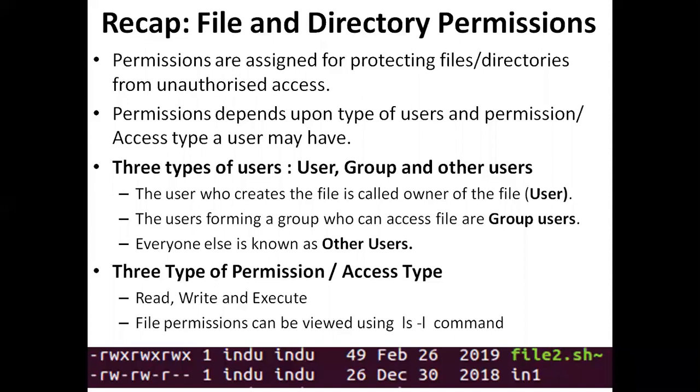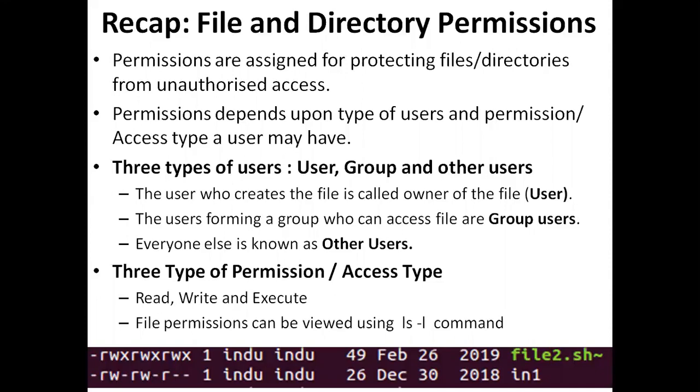Permissions are assigned for protecting files and directories from unauthorized access, and they also depend upon the type of users and the access level or permission level a user may have. So before understanding this, the user must know that there is a root user, which is called the administrative user. He can access each and everything in the Linux operating system. But besides that, there are three users.